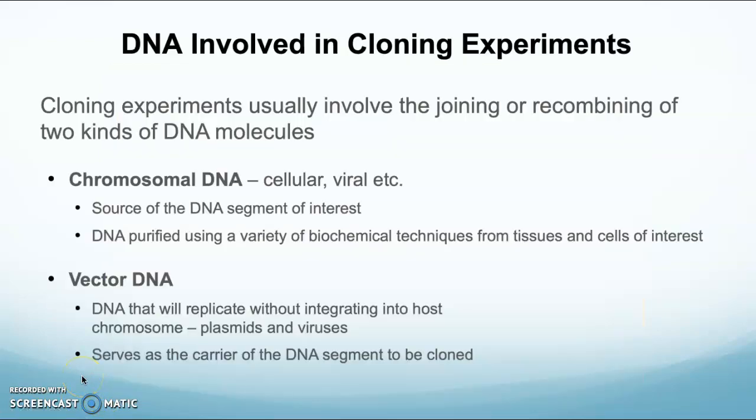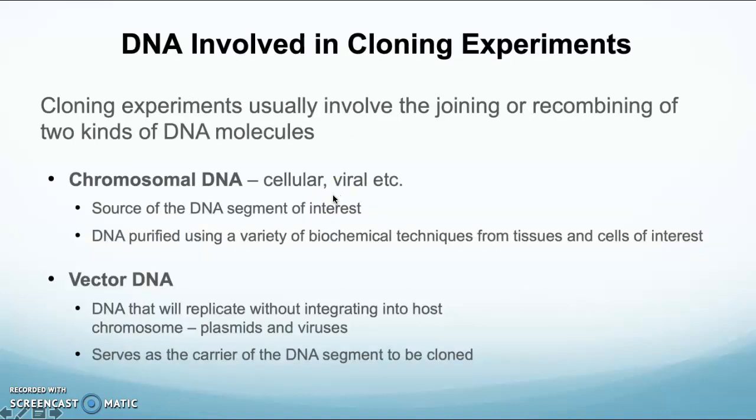So DNA is involved in these cloning experiments, and cloning is actually the joining or recombining of two different DNA molecules. First, we would look at our chromosomal DNA, so that is really our DNA segment of interest. If we're thinking of the coronavirus, obviously that would be the segment of the viral genome. Now, in the case of coronavirus, keep in mind it's RNA, so we have to reverse transcribe it into DNA in order to do this.